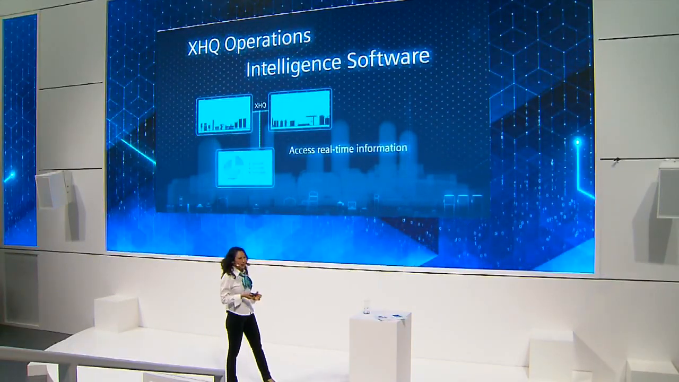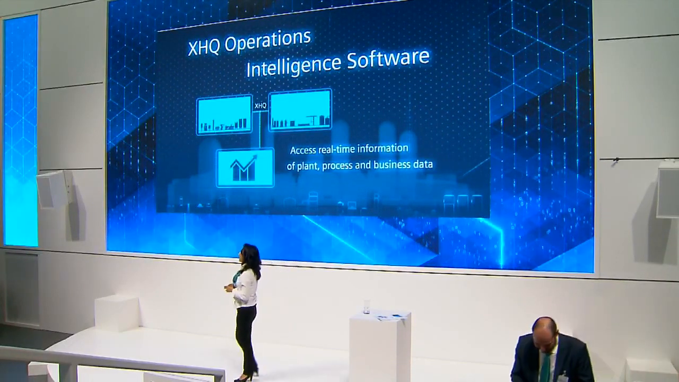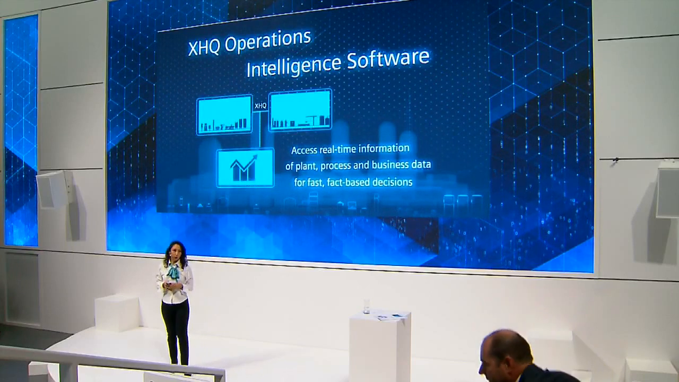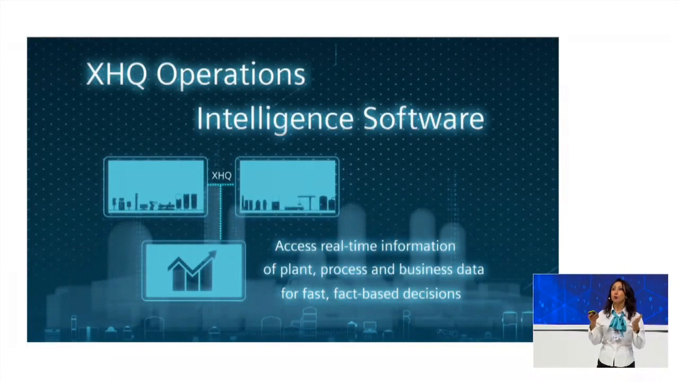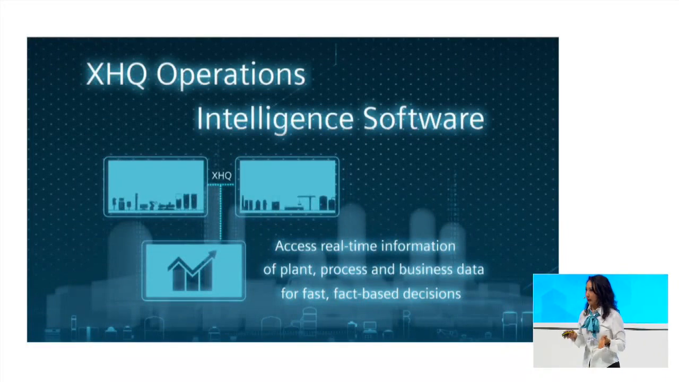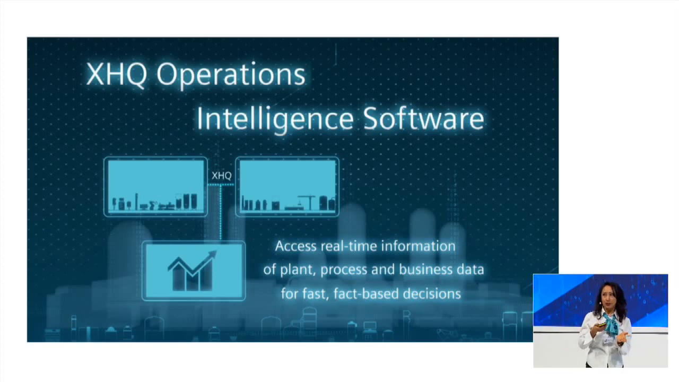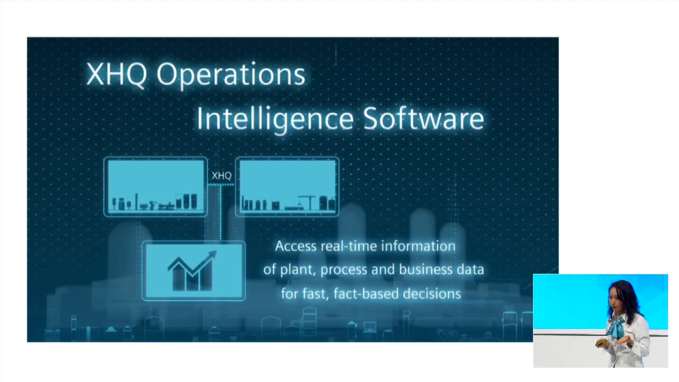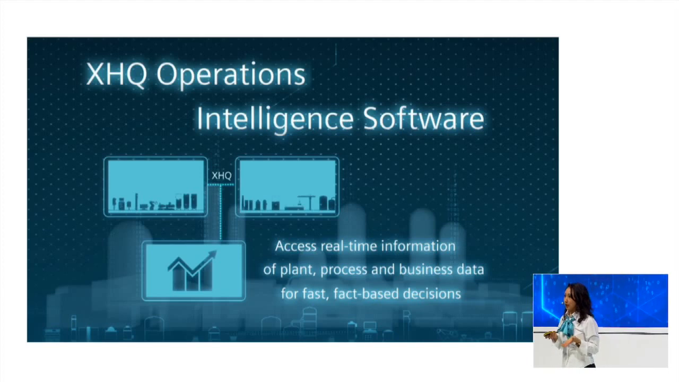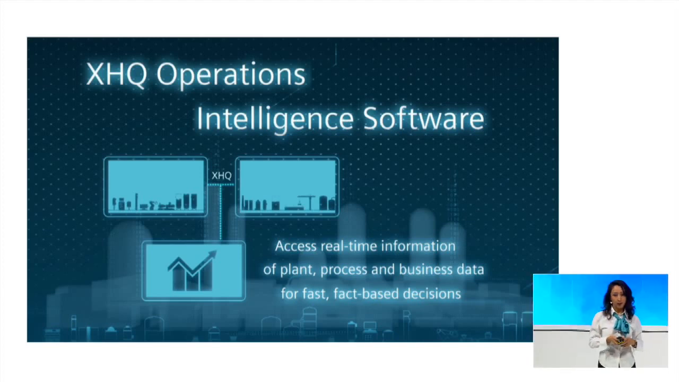What comes next? XHQ. What is this? This is the management tool, a really smart one. What can they do with that? You can have access to the real-time information on your plant, on your processes, and of course all the business data. So it generates customized reports for you, which deliver the necessary information on the current condition of all your assets, for example, or all the business data which is relevant for you as management, so that you can make fast, right decisions, strategic decisions, right?